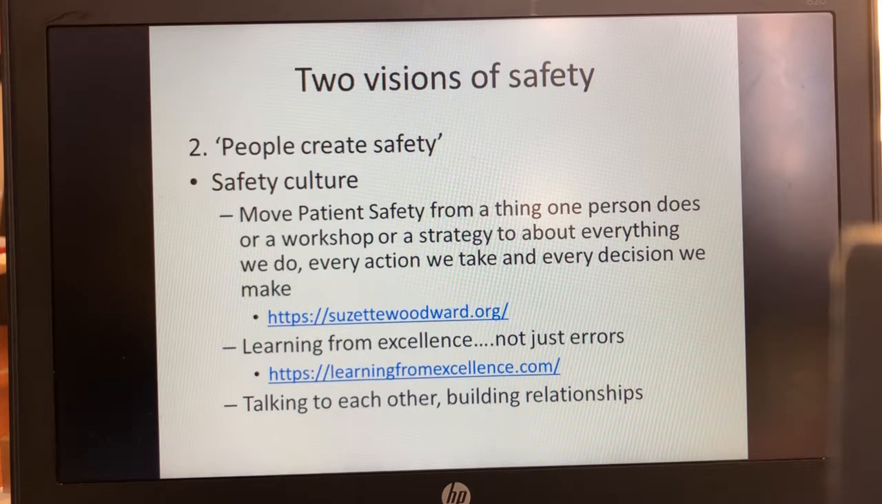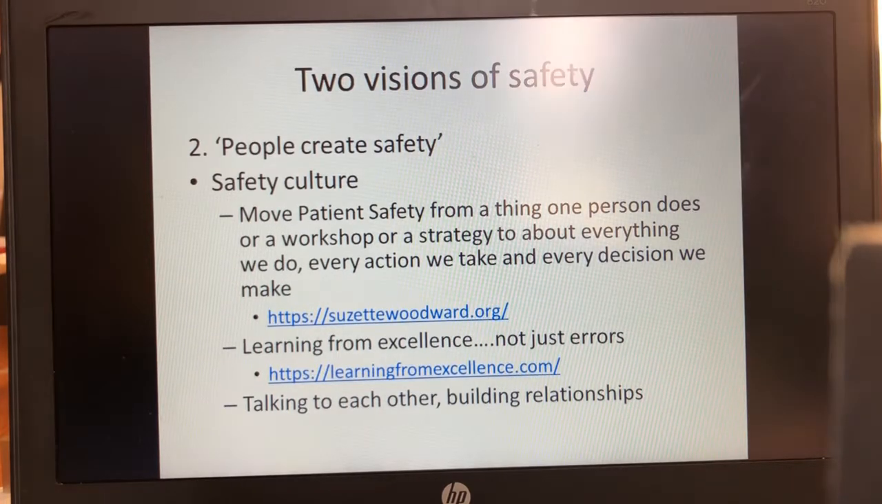Some have done that, and here are a couple of examples. Suzette Woodward, who is Director of Patient Safety, has a website looking at specifically how we can begin to improve safety culture. So thinking about moving away from how just one person does it, to how we do it as a team, how we talk to each other, and what kind of relationships we have with each other, so that every action that we take and every decision that we make really is grounded in this kind of understanding around preparedness, resilience, flexibility, etc.